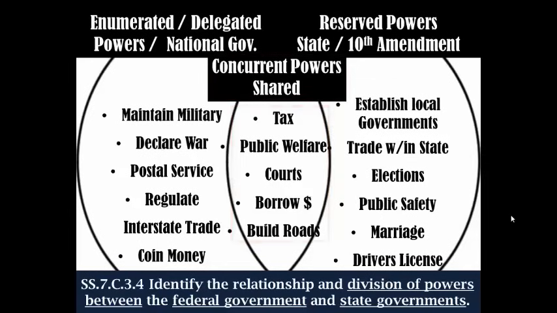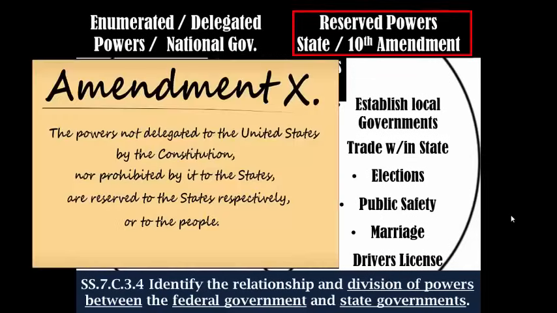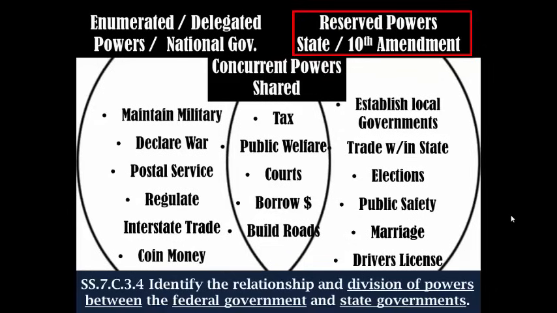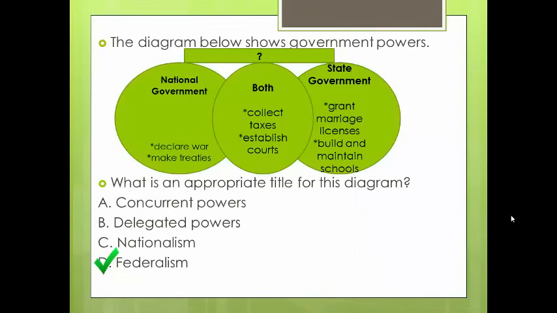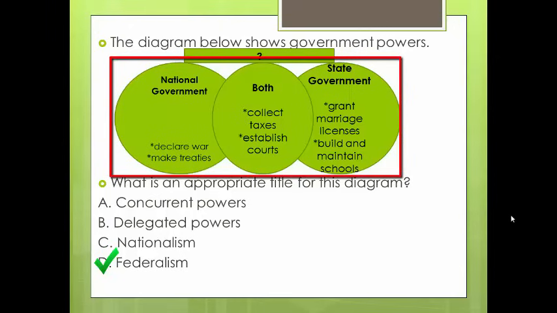and build highways. For state powers, remember, we get the name reserved powers for the states from the 10th Amendment, which says that all powers not delegated to the national government are reserved for the states. And these include establishing local governments, intra-state trade, which is trade within the state boundaries, elections, public safety, marriage, and driver's licenses. I've seen practice tests where they will give you this exact chart and ask you what the title of the chart should be, and the answer is federalism.